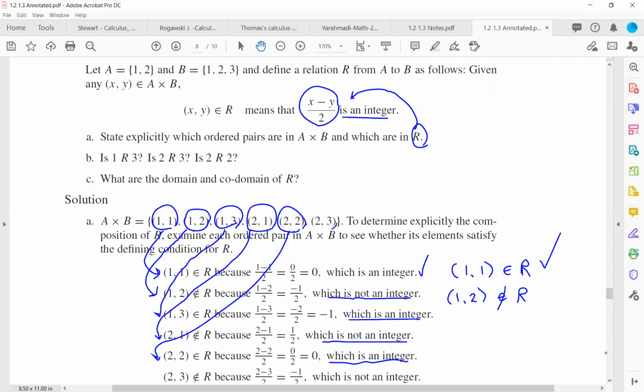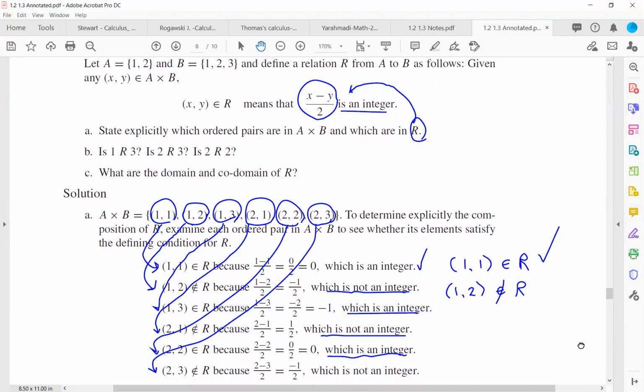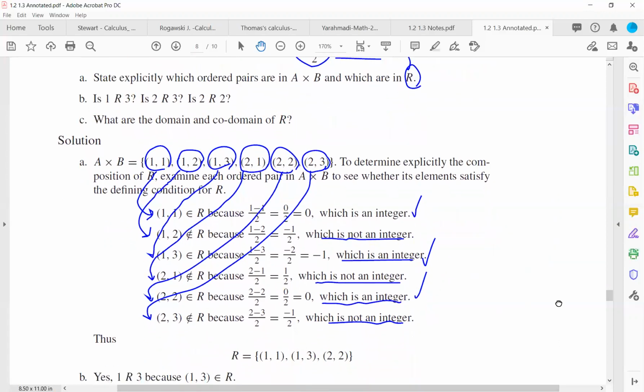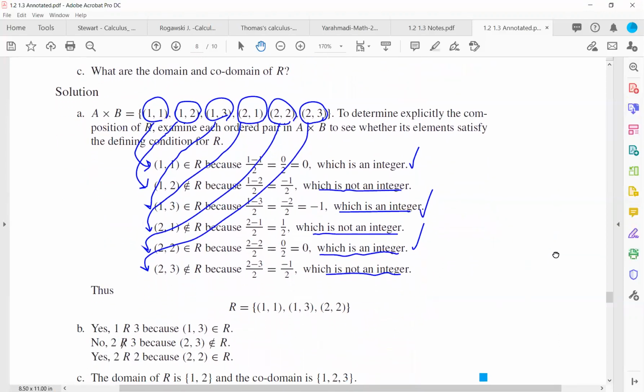And finally, point 2 and 3. 2 minus 3 divided by 2 is a fraction, negative a half, which is not an integer. So 2 and 3 is not in set R. So we can list all elements in set R by saying that it's going to be 1 and 1, then 1 and 3, then 2 and 2, and that's it. So this relation has only 3 elements: 1 and 1, 1 and 3, 2 and 2.